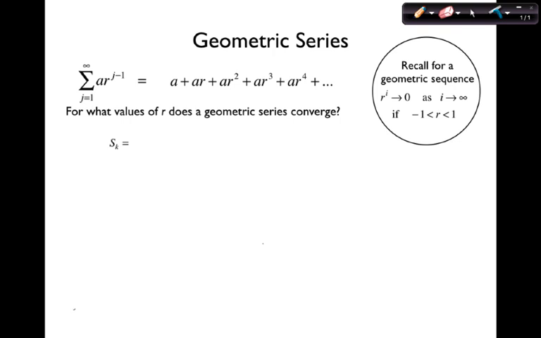I'm going to consider the kth partial sum. Here's the kth partial sum. It goes all the way from a out to ar to the k minus 1. I'm going to take that kth partial sum and multiply everything by r. When I do that, I get a lot of common terms. You see that? I multiply every term by r. Then if I subtract, all those middle terms go away, and I would just have a on the left minus ar to the k, because all those middle ones subtract away.